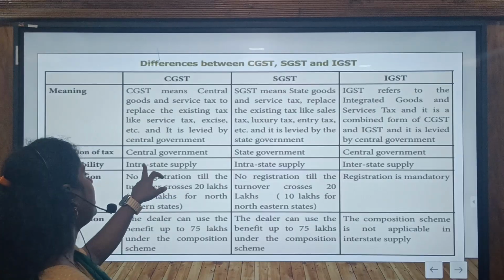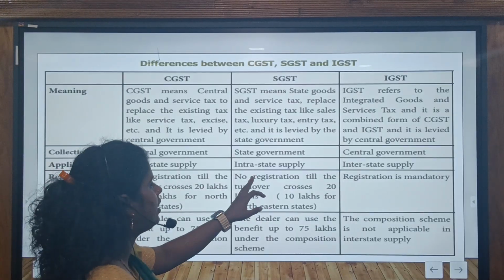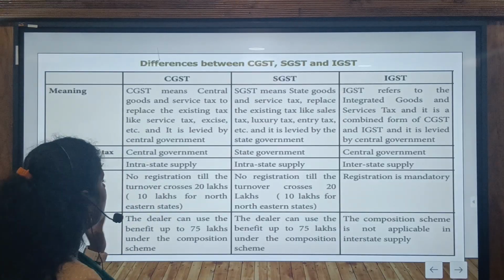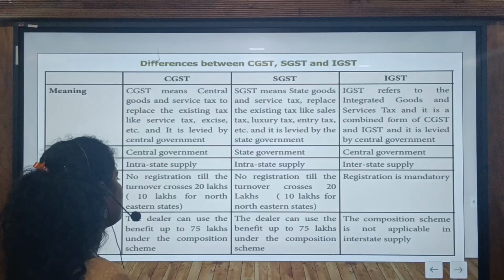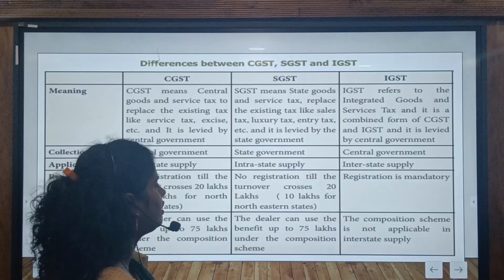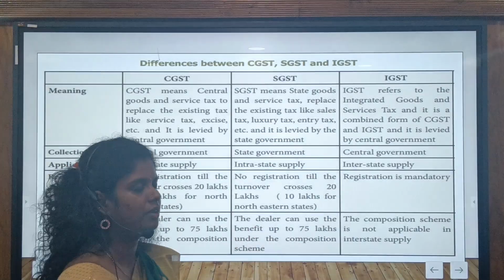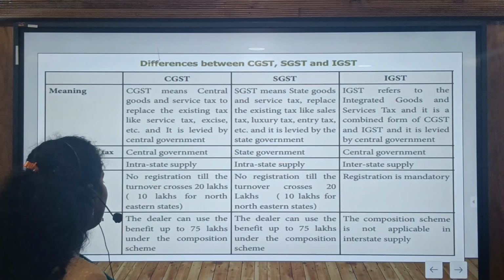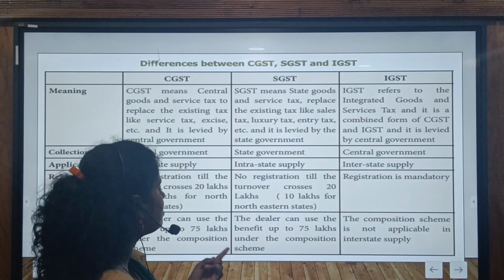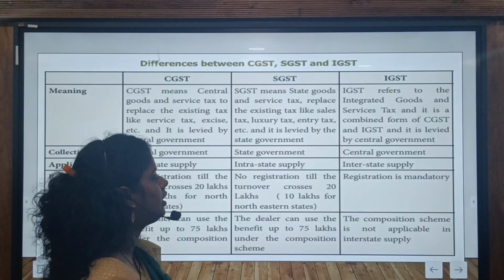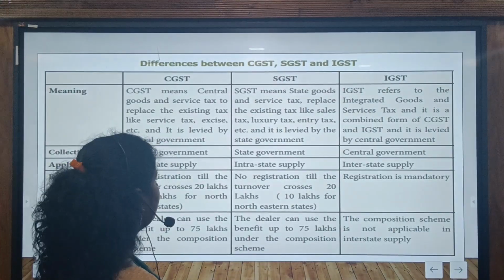Applicability: CGST is for intrastate supply, SGST is also for intrastate supply, and IGST is for interstate supply. For registration, CGST needs no registration till the turnover crosses 20 lakh, or 10 lakh for northeastern states. SGST also needs no registration till the turnover crosses 20 lakh, 10 lakh for northeastern states. Here the IGST registration is mandatory. Composition: the dealer can use the benefit up to 75 lakhs under the composition scheme. The composition scheme is not applicable to IGST in interstate supply.